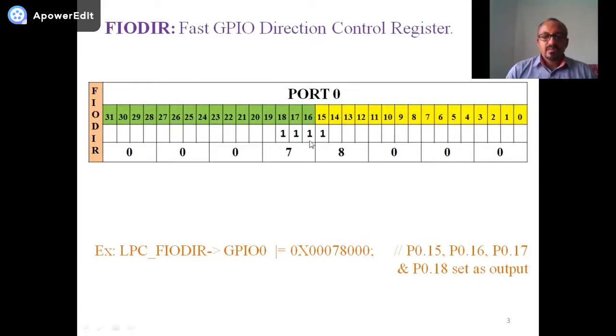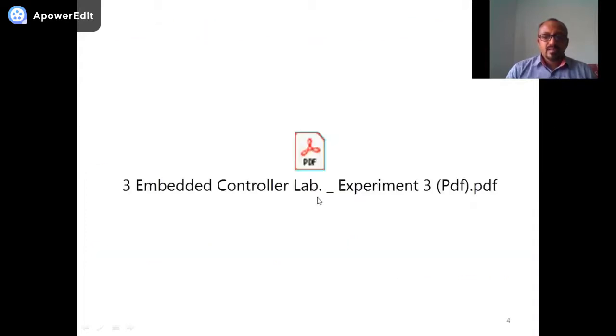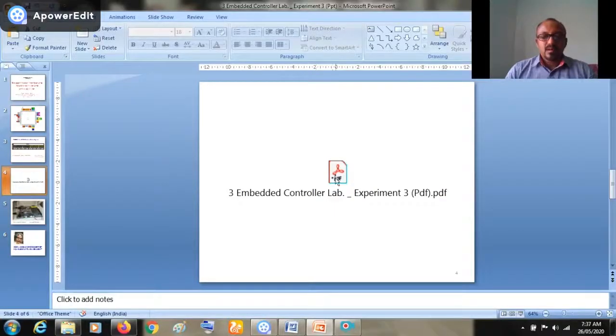So for this experiment, to rotate the stepper motor clockwise and anti-clockwise, we have to set these 4 bits: P0.15, P0.16, P0.17 and P0.18 as output pins. And for that we have to configure this register, the FIO direction register, LPC_GPIO FIO direction. So GPIO, general purpose input output. So we OR with this value. This is the value shown in this register format. You can see here.